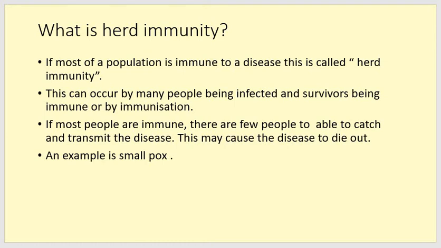It can come from an infection, where obviously the people that survive are the ones that will have antibodies and be immune. It can come by immunization, which is the other name for vaccination. Vaccination, immunization mean the same thing. They are synonyms. And if most people are immune, there's not a lot of people left to actually catch the infection and to pass it on to each other. So if you get lots and lots of people that are immune, the disease can disappear.